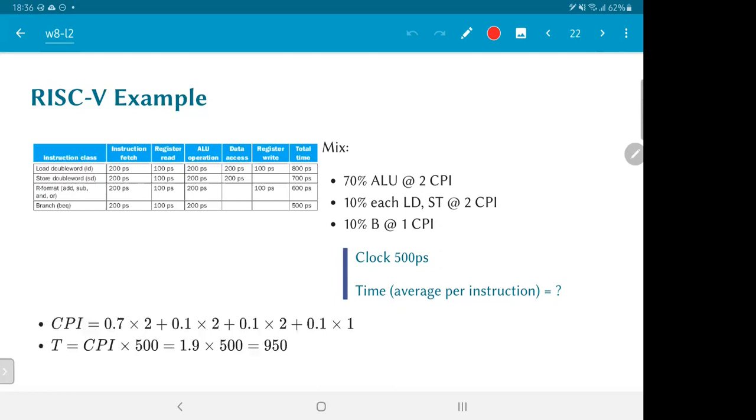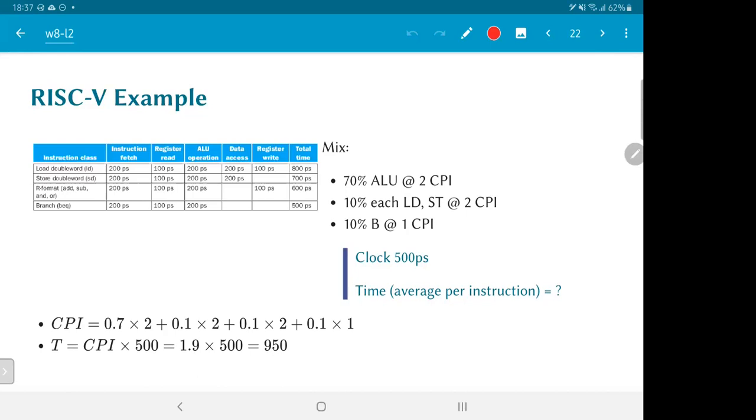Will this help us at all? Well, no. And the simple reason is because ALU operations are now going to take two clock cycles of 500 picoseconds each, or 1 nanosecond, more than the original 800. What ends up happening is that the overall effective CPI becomes 0.7 into 2, that's 1.4, plus 0.1 into 2, 1.6, plus 0.1 into 2, 1.8, plus 0.1 into 1, 1.9. So the effective CPI, in other words, is 1.9. And that multiplied by 500, which is the clock period, gives us 950 picoseconds per instruction on average.